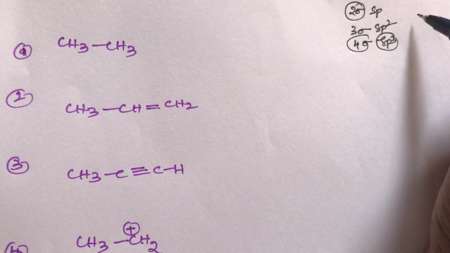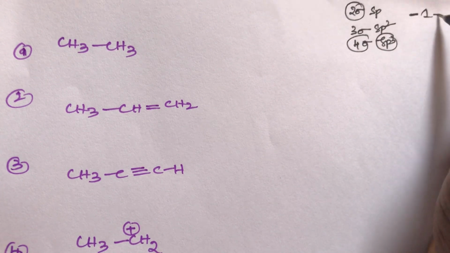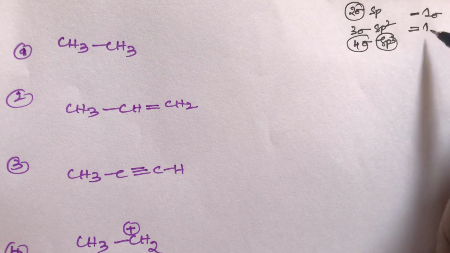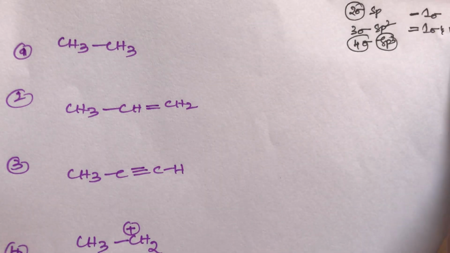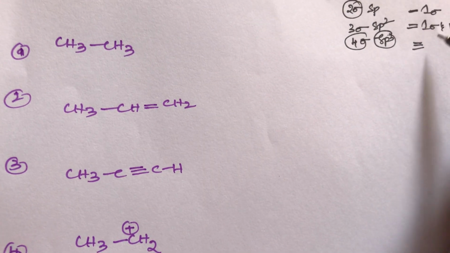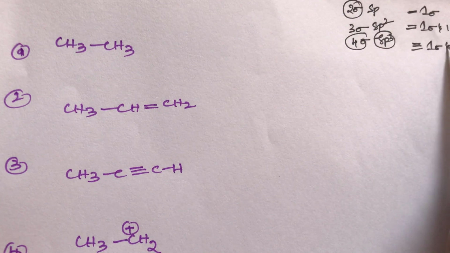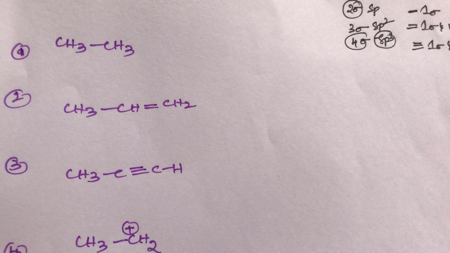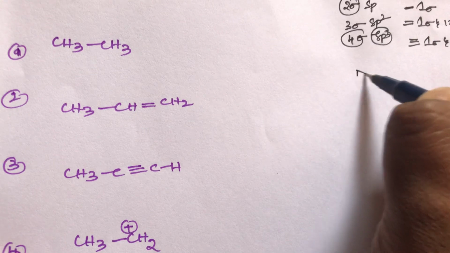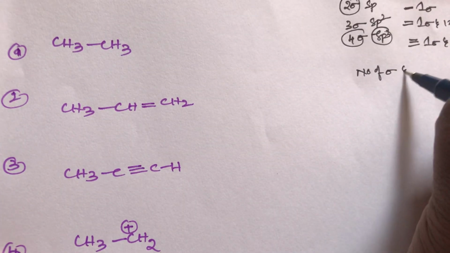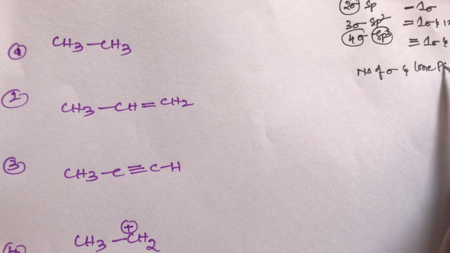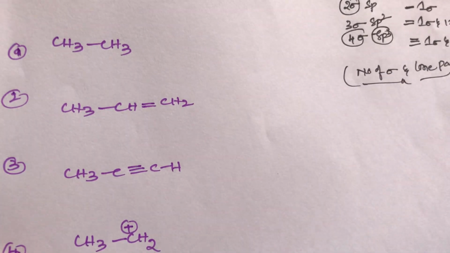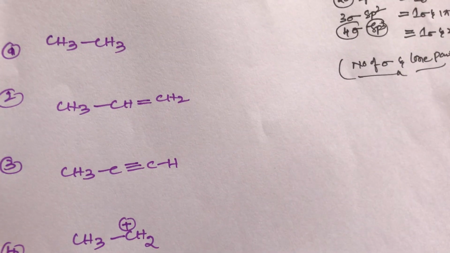And one more thing, students: a single bond has only one sigma bond, a double bond has one sigma and one pi bond, and a triple bond has one sigma and 2 pi bonds. So generally, hybridization depends on the number of sigma bonds and lone pairs. You remember, students, hybridization depends on the number of sigma bonds and lone pairs.